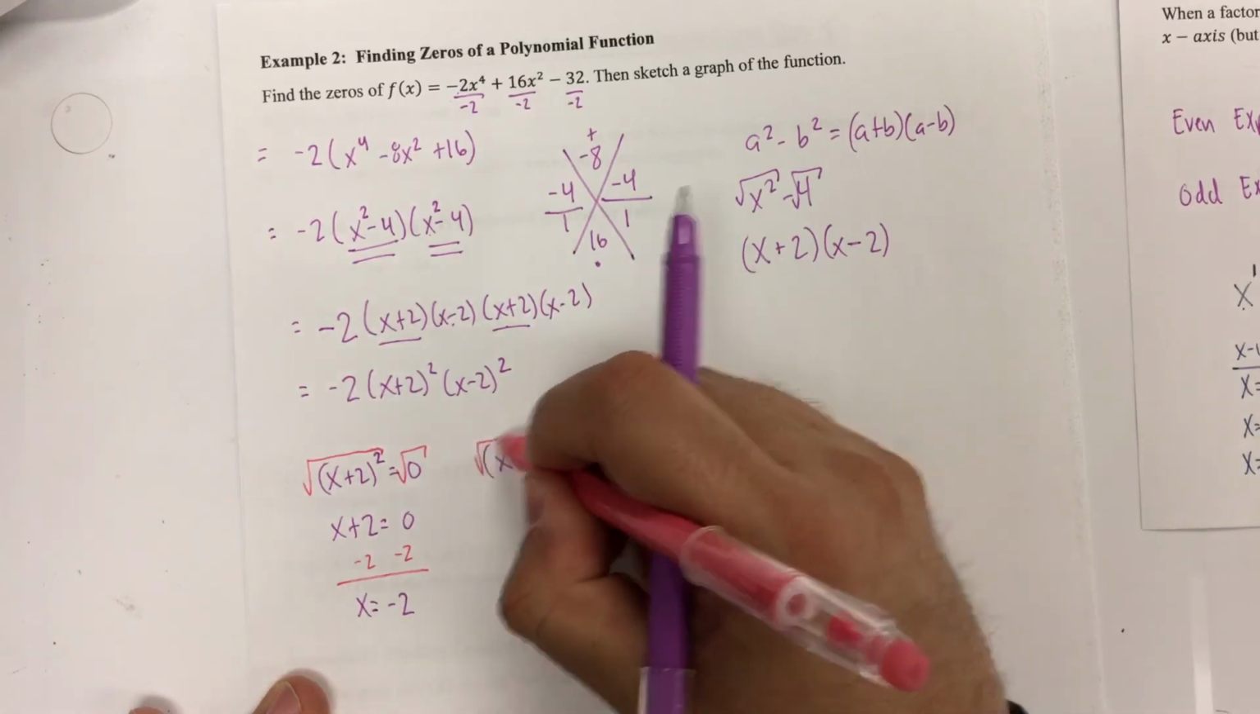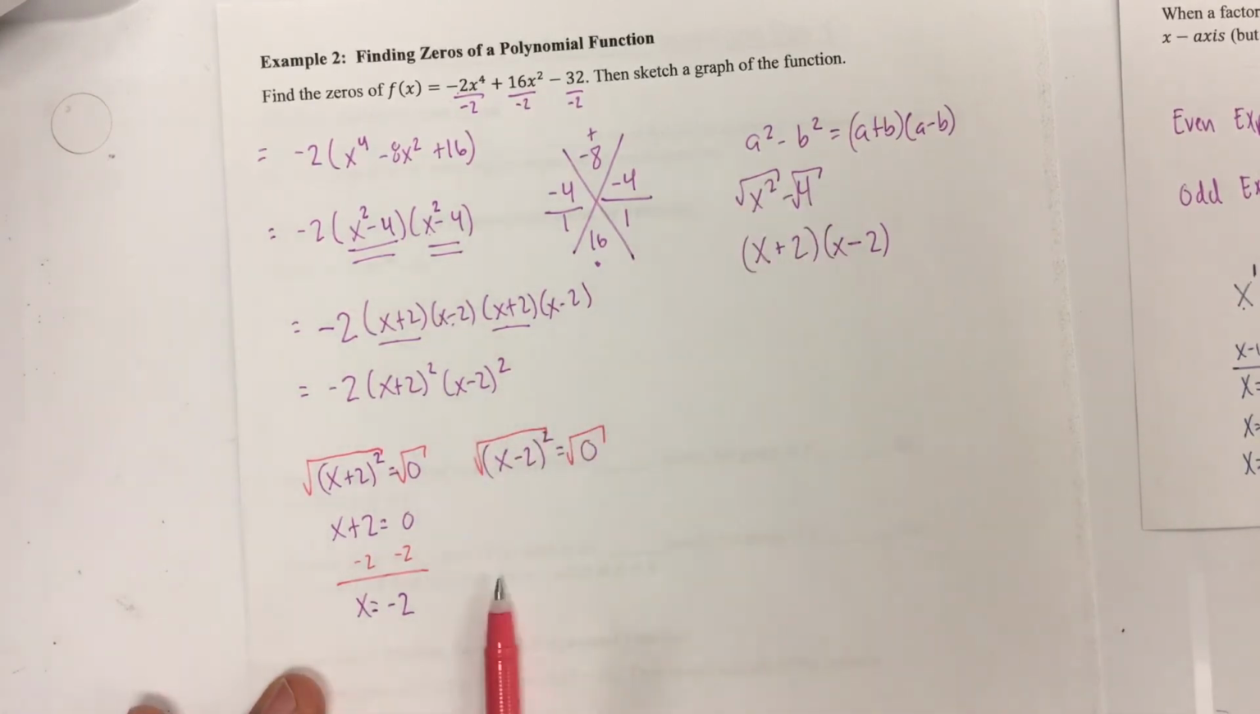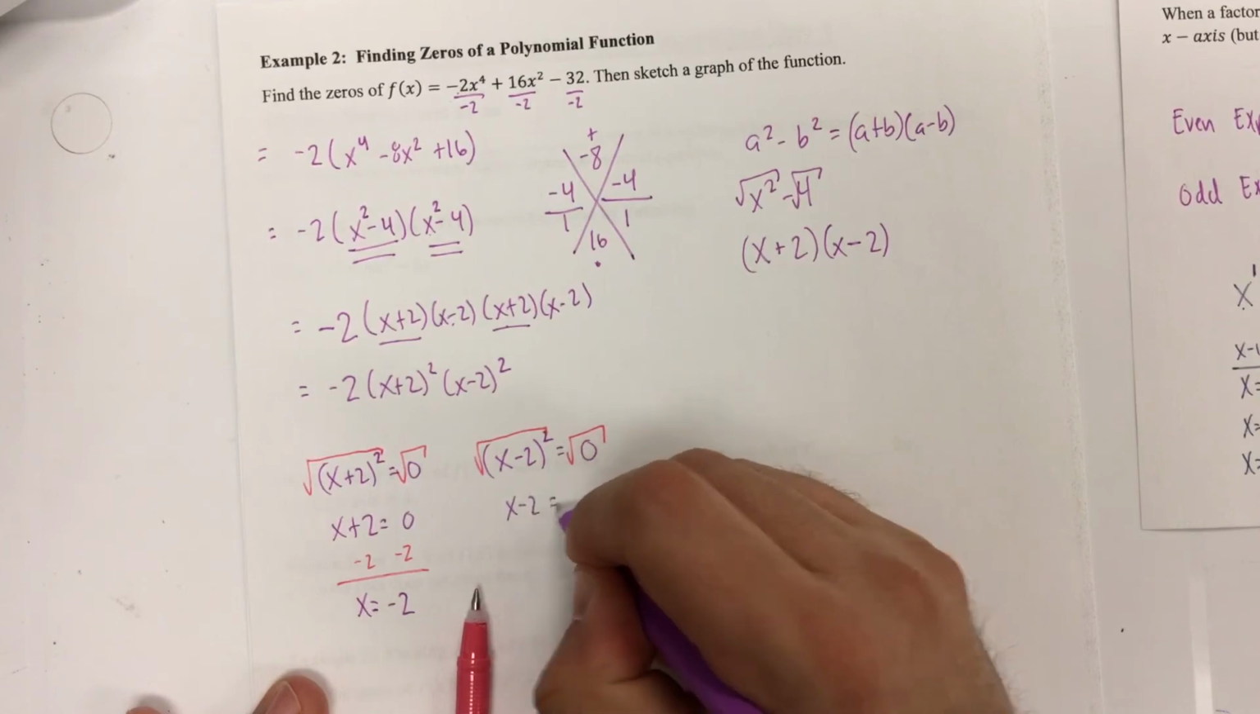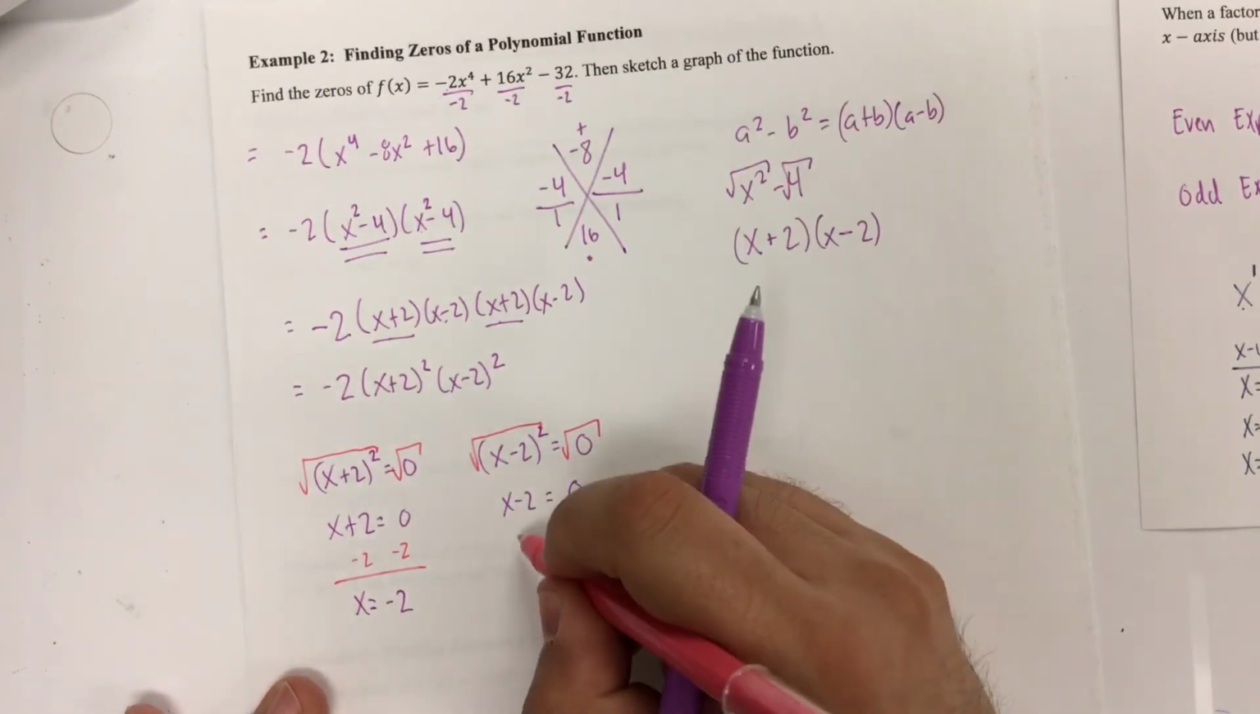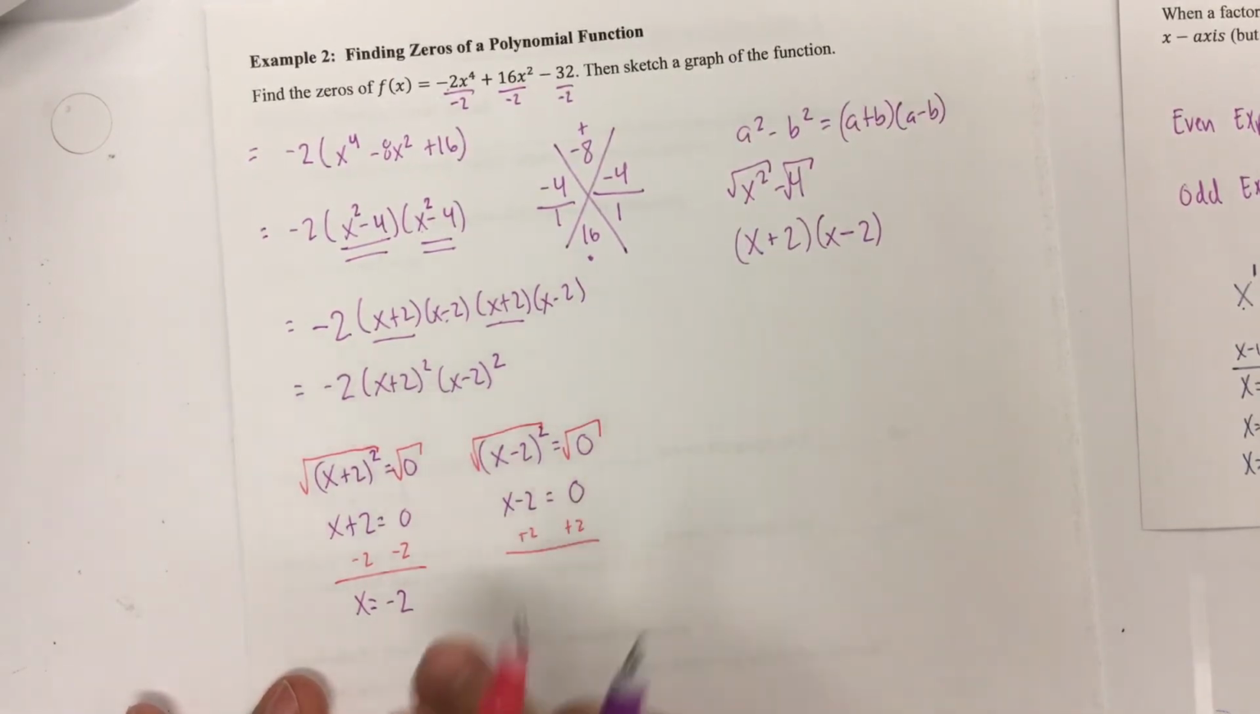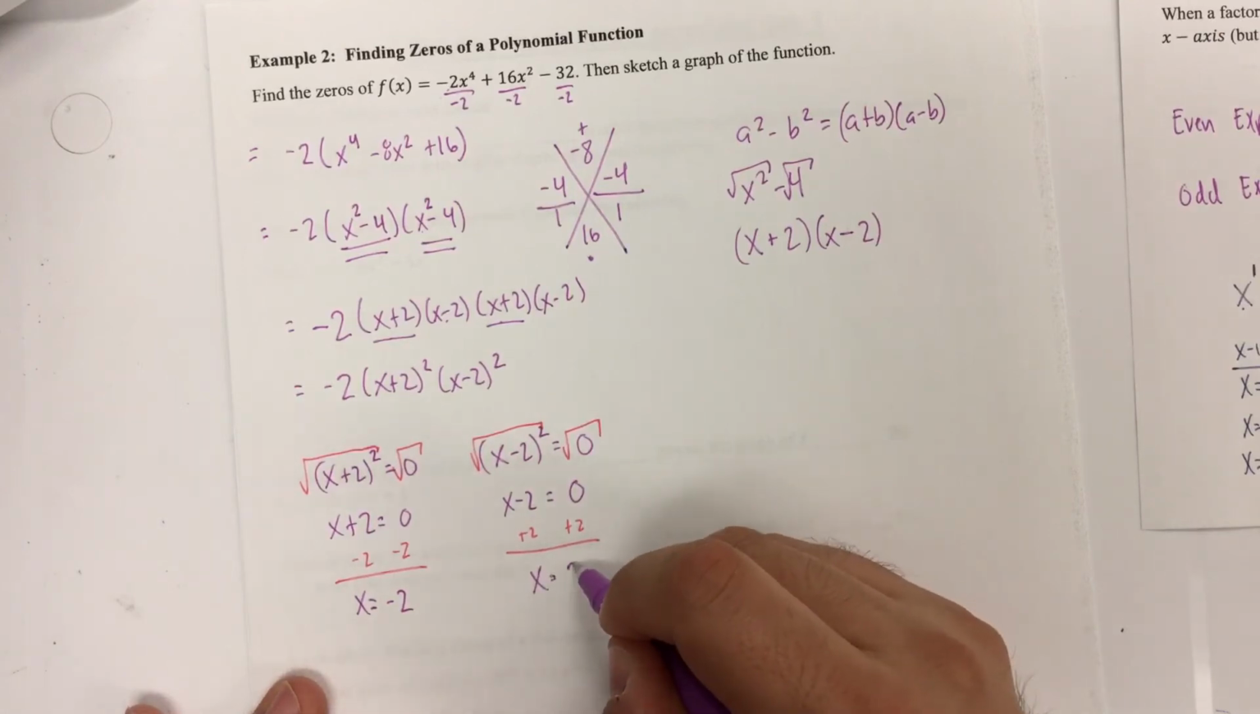For my second one, I'm going to take the square root of both sides again. This one gives me x minus 2 is equal to 0. Then I'm going to add 2 to both sides, and my solution here is x is equal to 2.